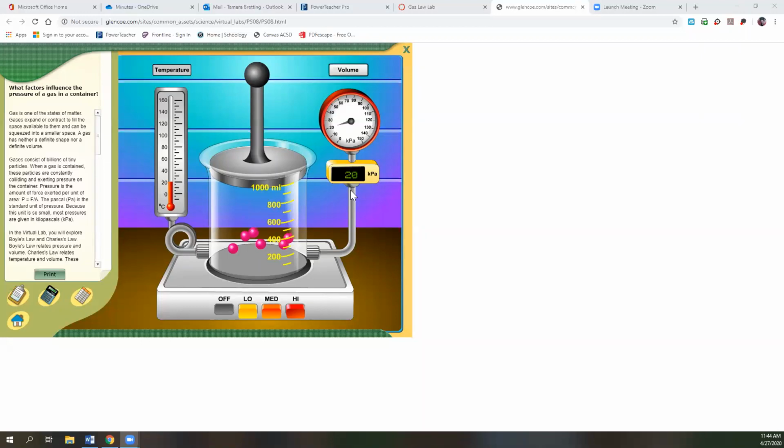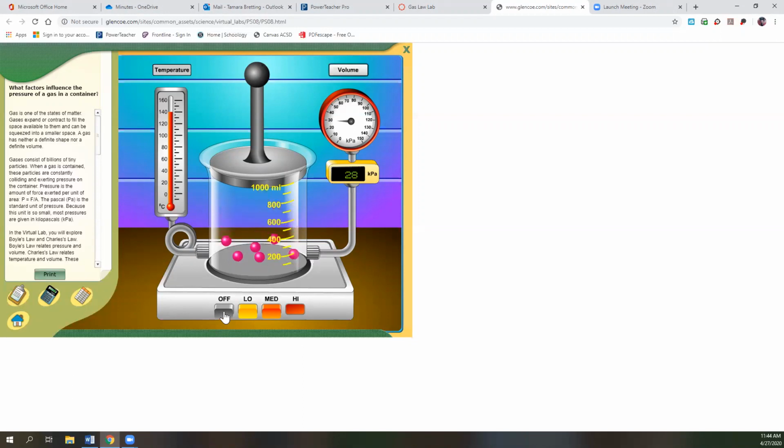If we look at the beaker, we can change the hot plate settings. I can change this to low, and that heats the beaker of gas up to 60 degrees Celsius, and my new pressure is 23 kilopascals. If I change this to medium, sorry, that changes my temperature inside the beaker to 100 degrees Celsius, and it increases the pressure to 25 kilopascals. And then finally, a high temperature is 140, and that gives me 28 kilopascals. I'm going to go ahead and turn this off.